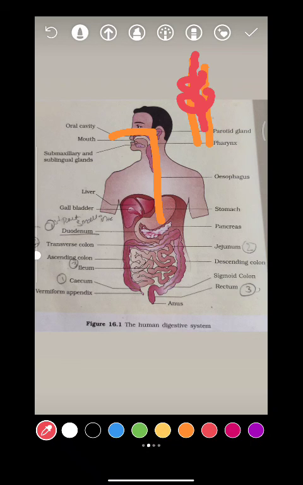What is peristaltic movement? Peristaltic movement is the contraction and the expansion of the walls of the food pipe and the other organs of the digestive system to move the food along the gut. And this is the human digestive system.